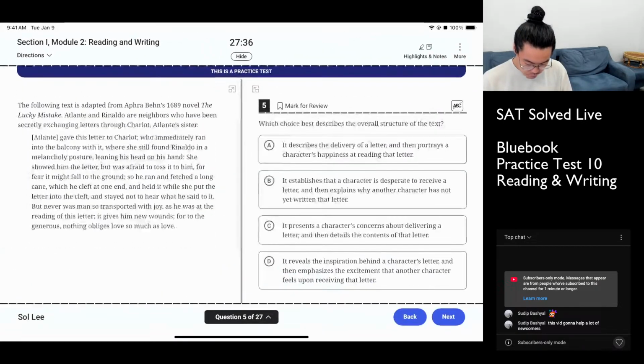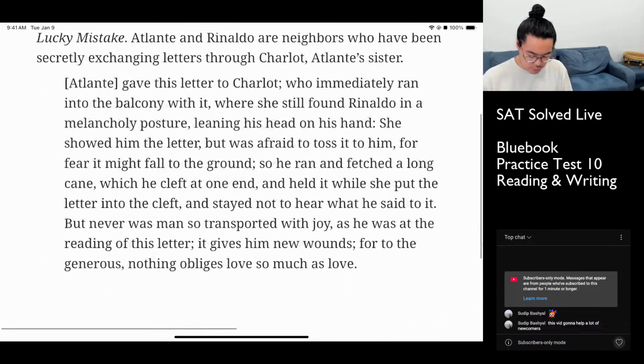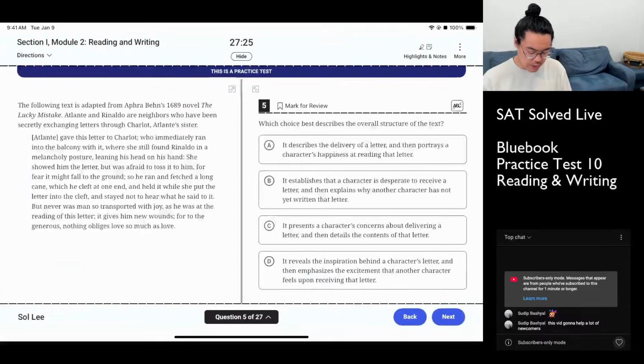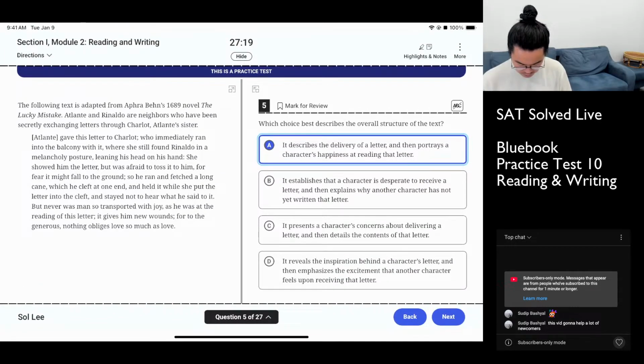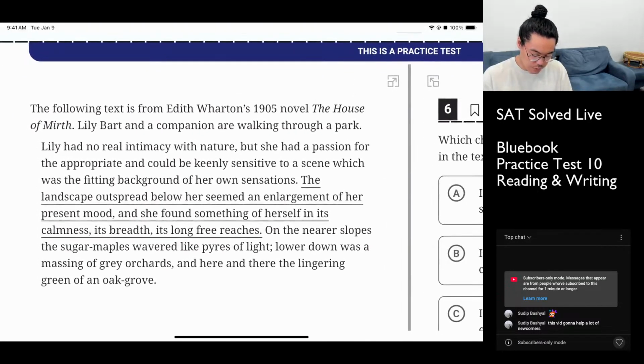Okay, so the overall structure of the text is we're first, besides the Atlanta gave the letter, we basically just describe the delivery and then we get his reaction. His reaction is feeling love. Delivery and then, oh, happiness. Yes, that is exactly what I was predicting. I could just move on, honestly. Yep, I'm not going to really read B, C, and D. That was exactly what I predicted. There's going to be other hard questions. Let's move on. House of Mirth, companion are walking through a park.